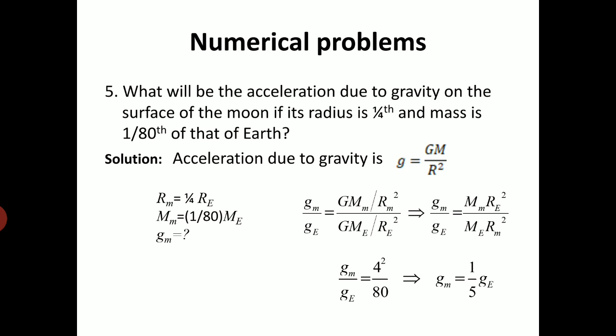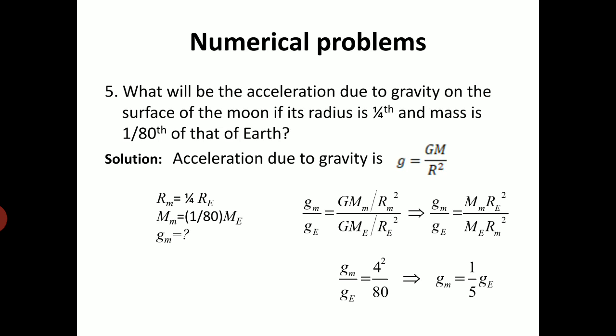We look into the next problem, that is problem 5. What will be the acceleration due to gravity on the surface of the moon if its radius is 1 by 4th and mass is 1 by 80th of that of the Earth? Solution for this problem: g equals capital G M over r square. Take the ratios of g in the moon and on the Earth.